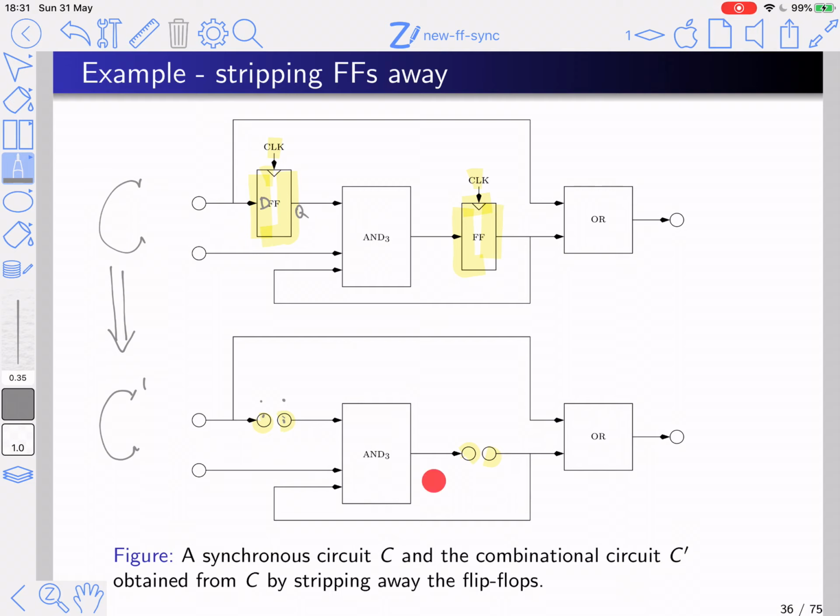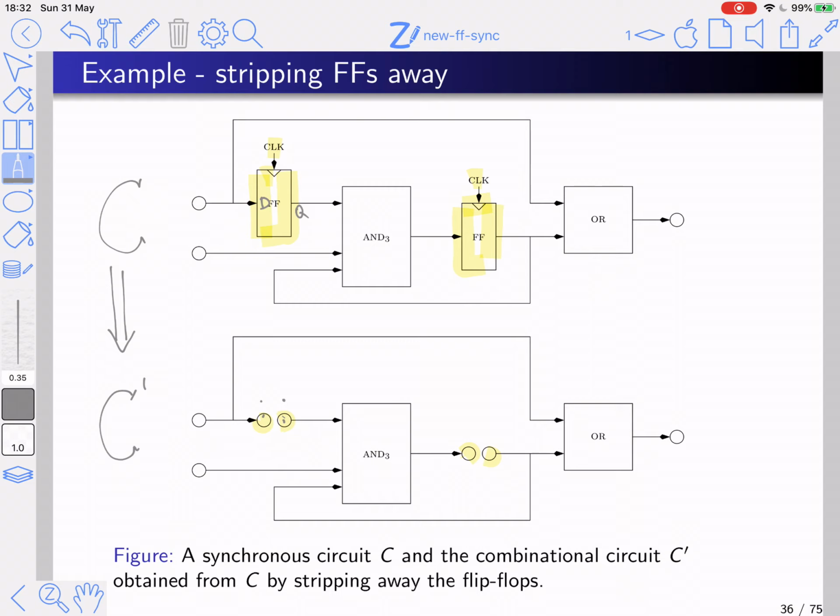Now, I look at this circuit C prime and I ask myself, is this circuit C prime a combinational circuit? And recall that the rule for a combinational circuit is that the directed graph that corresponds to C prime has to be acyclic. Okay, so in this case we need to check that our directed graph is indeed acyclic.